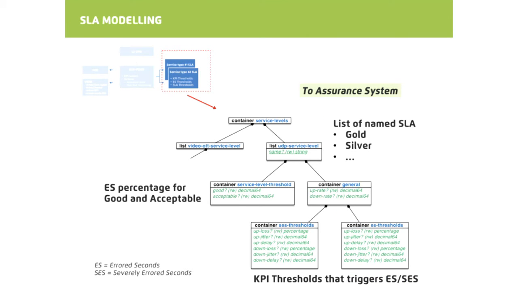The SLA itself then, how do you do that? Well, that's sort of more classical Yang because it's configuration. Because what we're doing here, not for a specific endpoint, but in general, is modeling a list of named SLAs, call them gold, silver, or blue and green. Every service level contains thresholds for the KPIs.